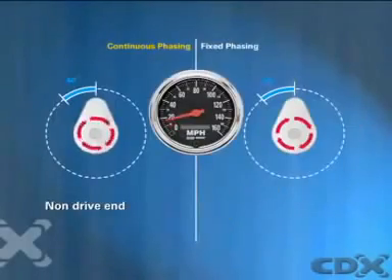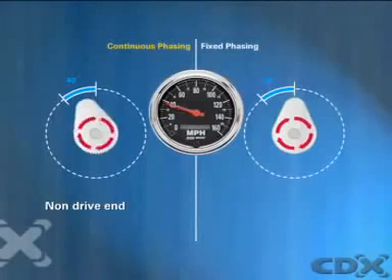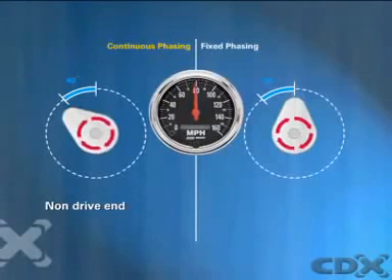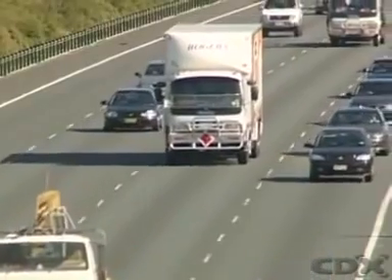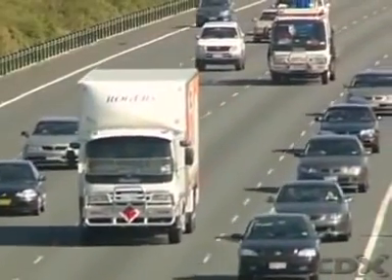Continuous systems normally vary the phasing angle between 0 and 40 or more degrees according to engine load and speed requirements. Fixed phasing systems alter phasing by a specific angular value at a specific speed and load condition. Single overhead camshaft engines can use cam phasing.